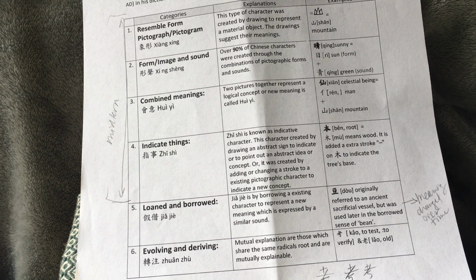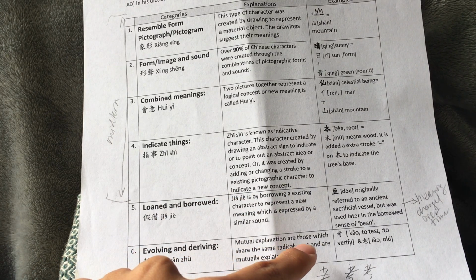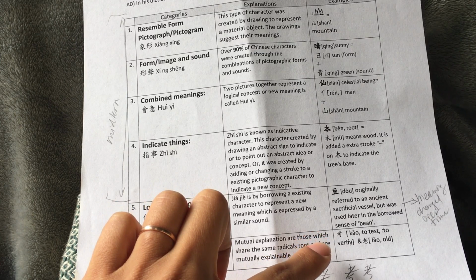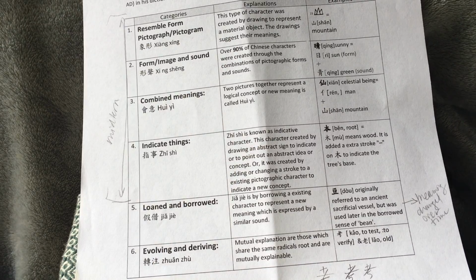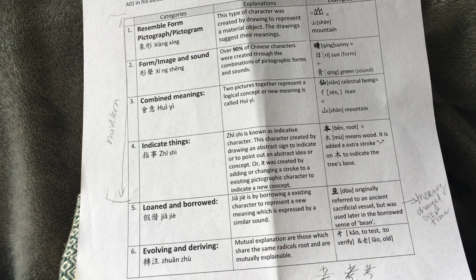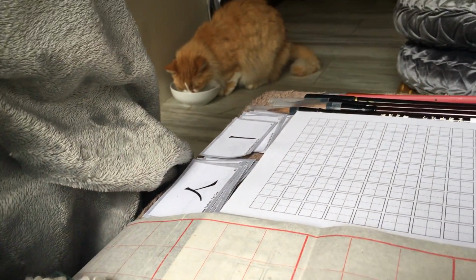The last type is evolving and deriving, and the example we're given here is kao, which is to test or to verify, and then later we have lao, which means old, and so they're related. They have similar designs and they have similar sounds, but they mean very different things. So that was a very brief summary of some basic elements of Chinese characters.